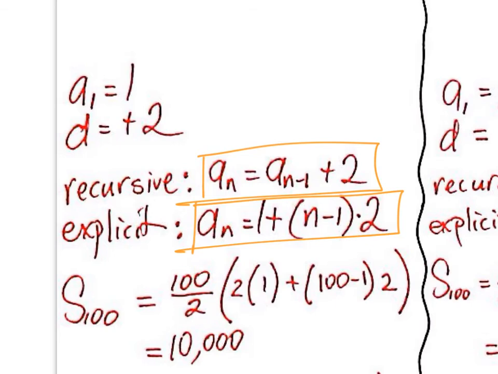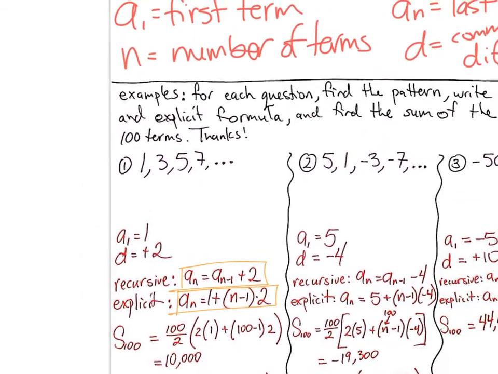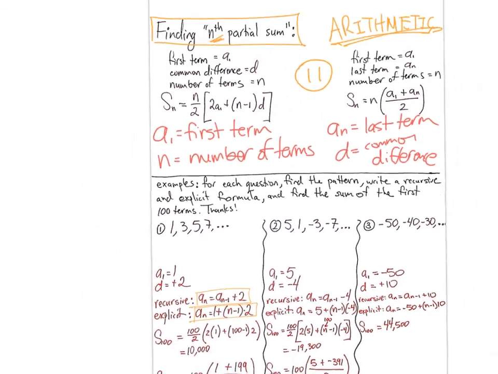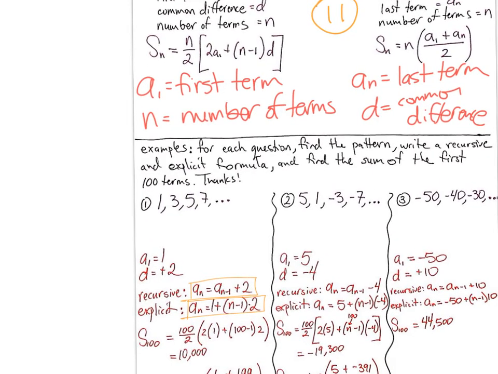So here we have n. Let's see that formula. Where'd that go? Alright, so we are substituting in n is 100. The value of our first term is 1. N is 100, and the common difference is positive 2. So that's how we got this.